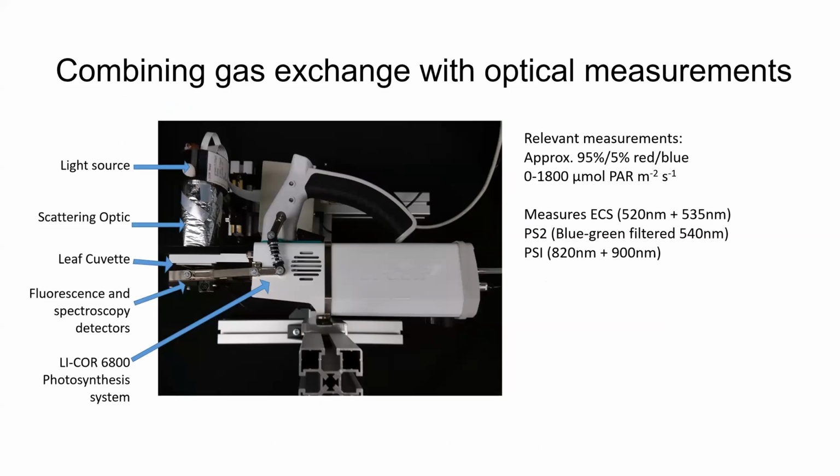This is the instrument that Dave Kramer's lab built for us to combine gas exchange with optical instruments. Essentially what we have here is a 3x3 clear top chamber with 3D printed parts of the top and the bottom of the cuvette. We have detectors built into the backplate, which is right here. And there's a little port right there for connection to a spectrophotometer. And at the top here is an LED array with a scattering optic that fits into the top of the cuvette. So we have actinic blue and red lights and green lights for measuring the electrochromic shift and photosystem 2 fluorescence, and then far red lights for the measurements of PS1.